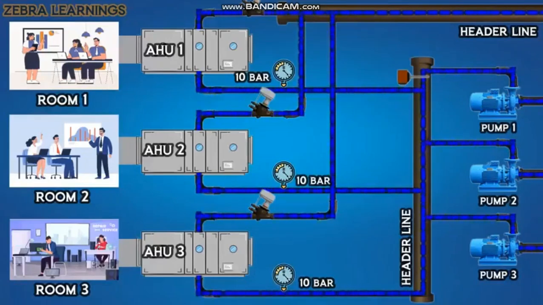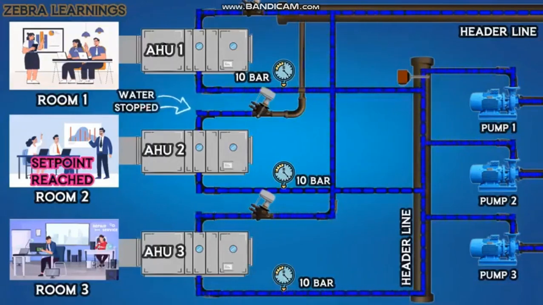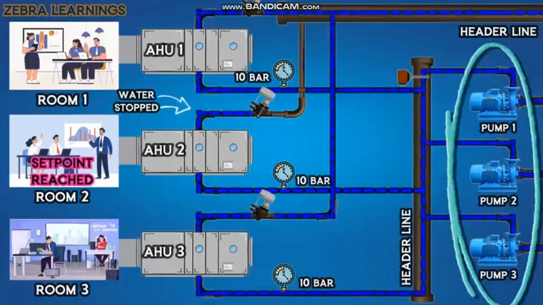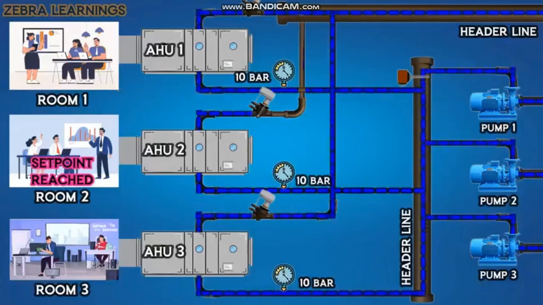Now, if the temperature of a room reaches the set point, the PICV will close in the AHU of that room. As a two-way valve is installed in the PICV, the water going to the AHU stops. As the pumps continue to send water, even after the valve is closed, the pressure in the pipeline increases.